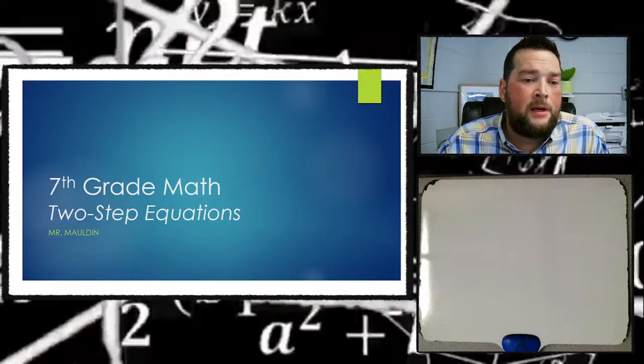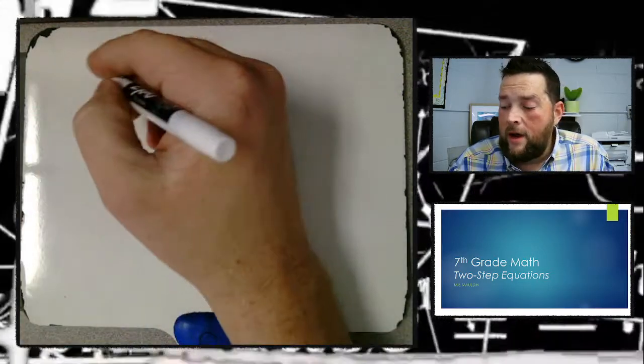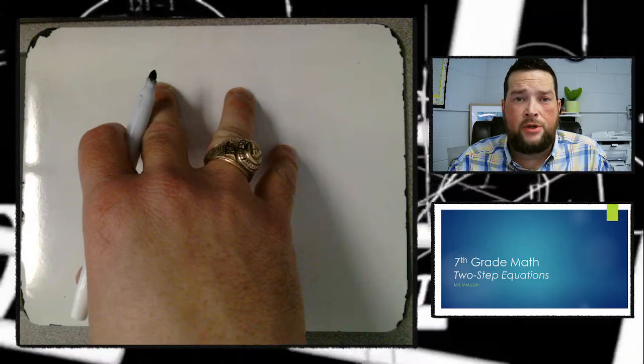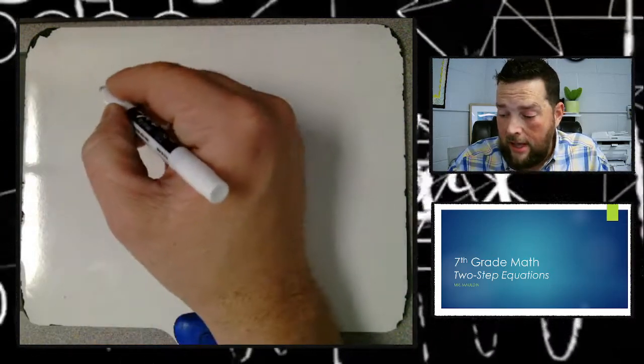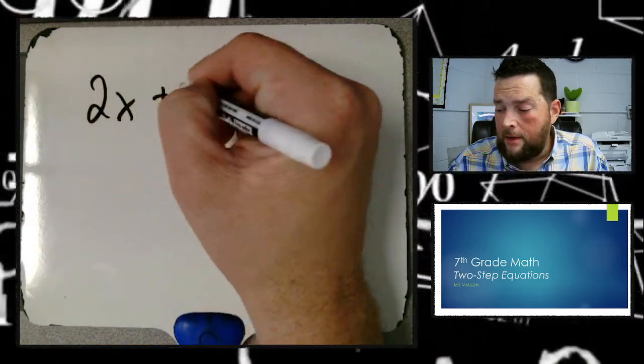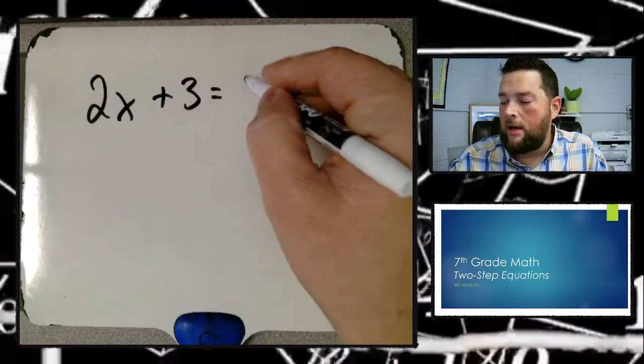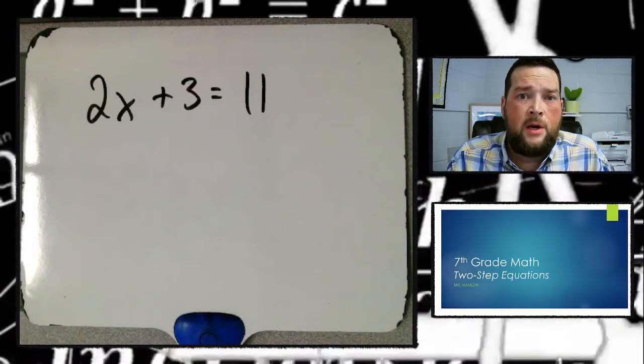Today, our objective is to solve two-step equations. That's going to be like solving equations that include two operations on the side with the variable. So we're looking at equations like 2x plus 3 equals, let's go with 11. 2x plus 3 equals 11.